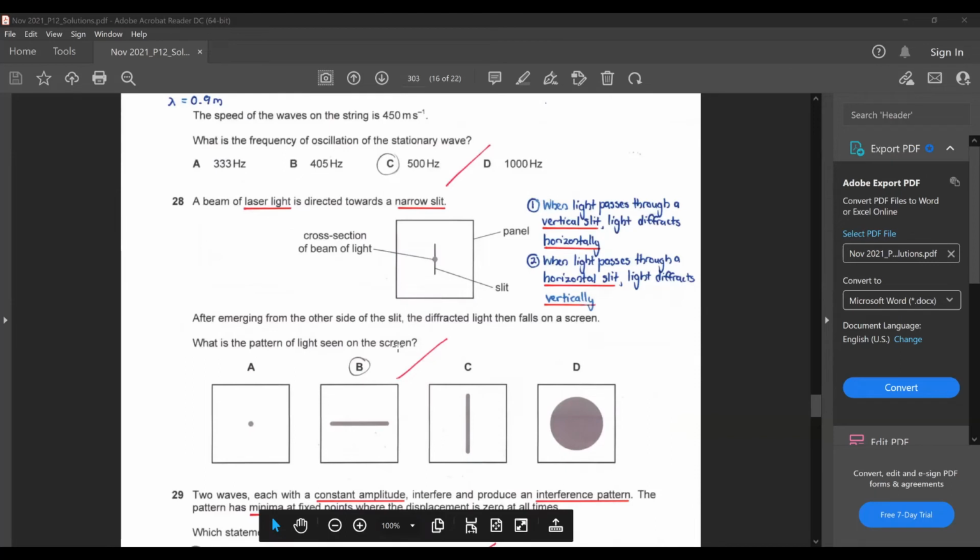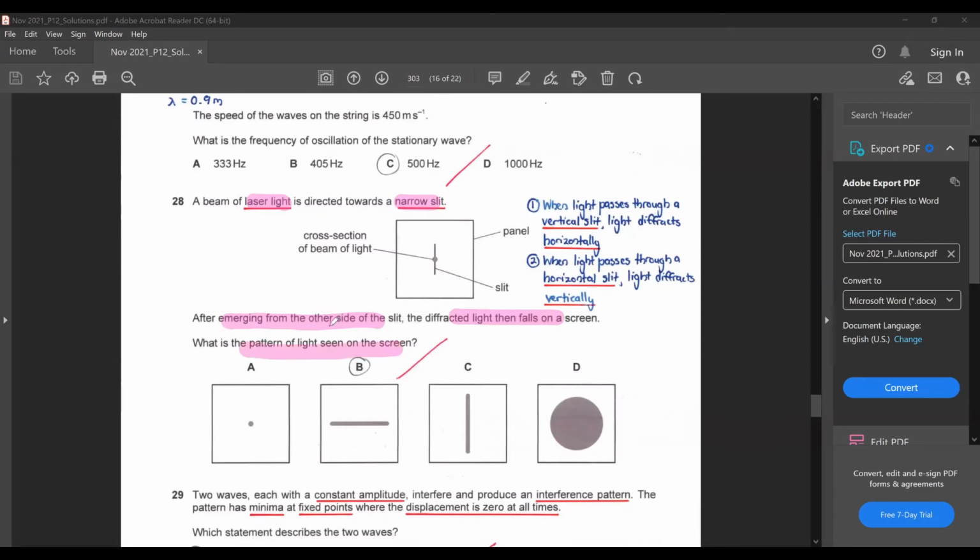Now, for 28, they tell you that you have a beam of laser light that is directed towards a narrow slit. After emerging from the other side of the slit, the diffracted light falls on the screen. What's the pattern of light seen on the screen? Okay, now, you see, this one is a vertical slit, right? When light passes through a vertical slit, light will tend to diffract horizontally.